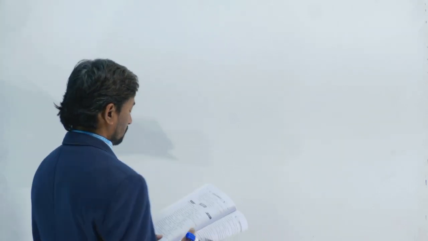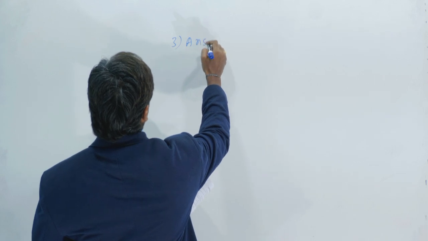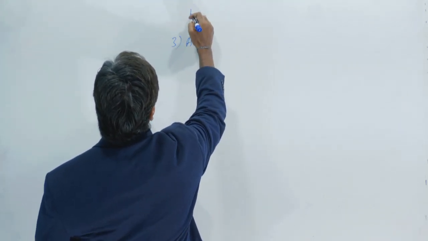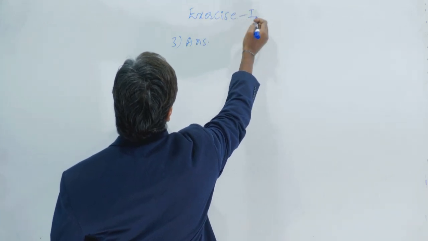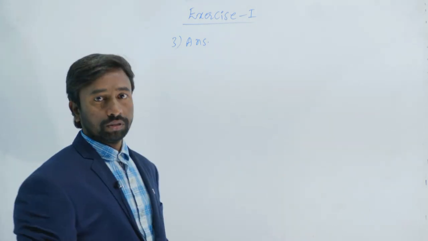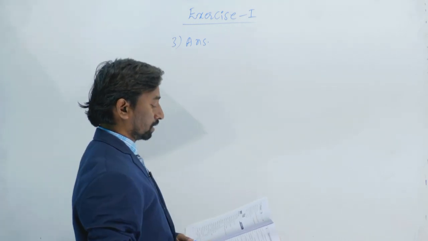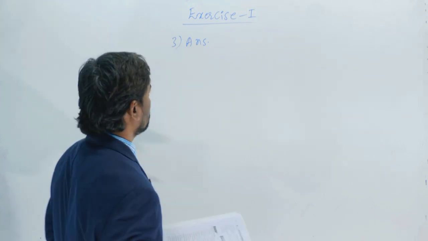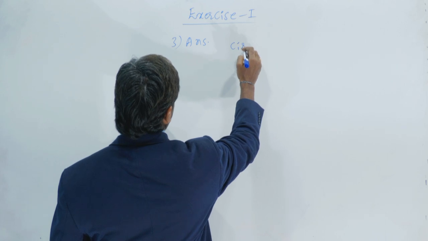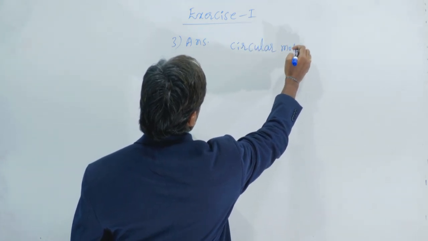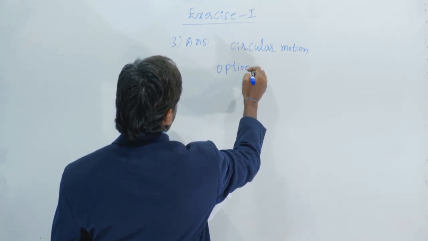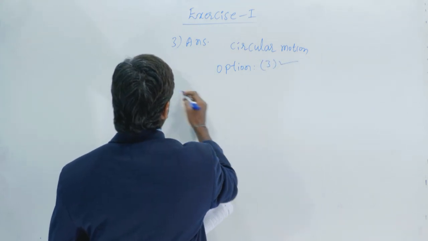In the third problem they have given: rotating blades of an electric fan undergoes dash motion. It is the circular motion. So the third question, two questions we have discussed already. The blades of an electric fan are in circular motion. So option 3 is correct.